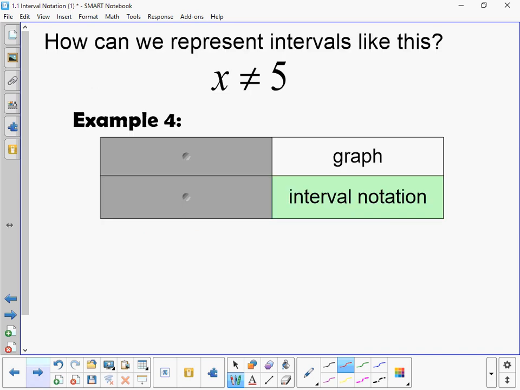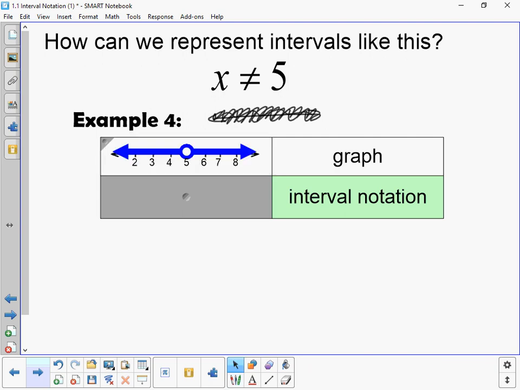All right, one last type of inequality that I want to talk about today. How could we represent an interval like this? This is stating that x cannot equal 5. So any value of x is fine, it just cannot be 5. So if you think about it, it's almost like it includes every single number. It's almost like having a completely filled up number line. Everything's okay. Yay! We could have any of these values, except we have one small problem.